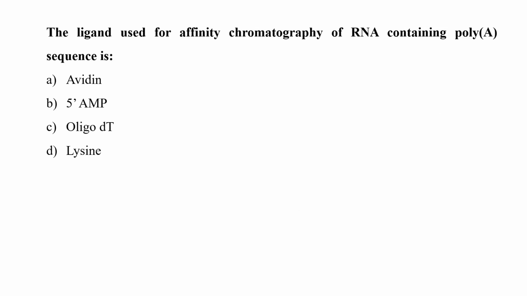The ligand used for affinity chromatography of an RNA containing a poly A sequence is, obviously, oligo dT is the correct answer. Why?